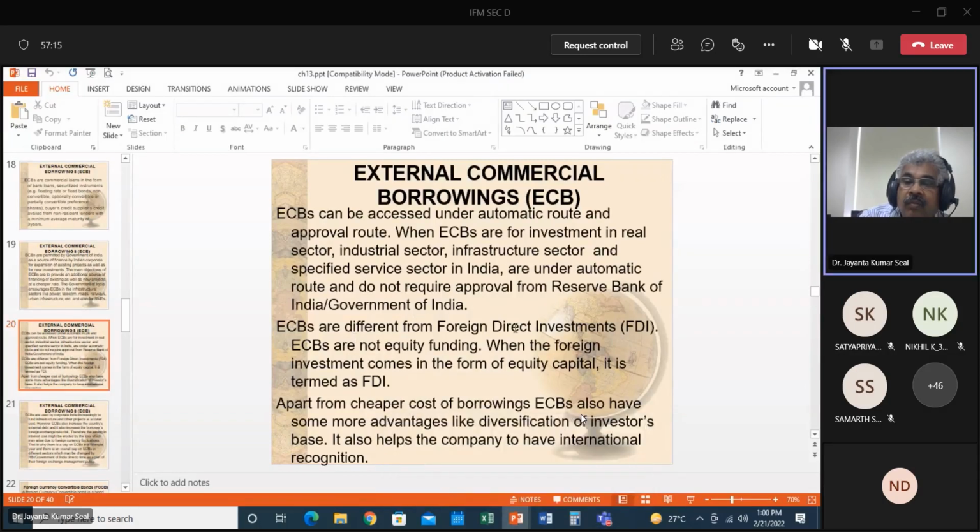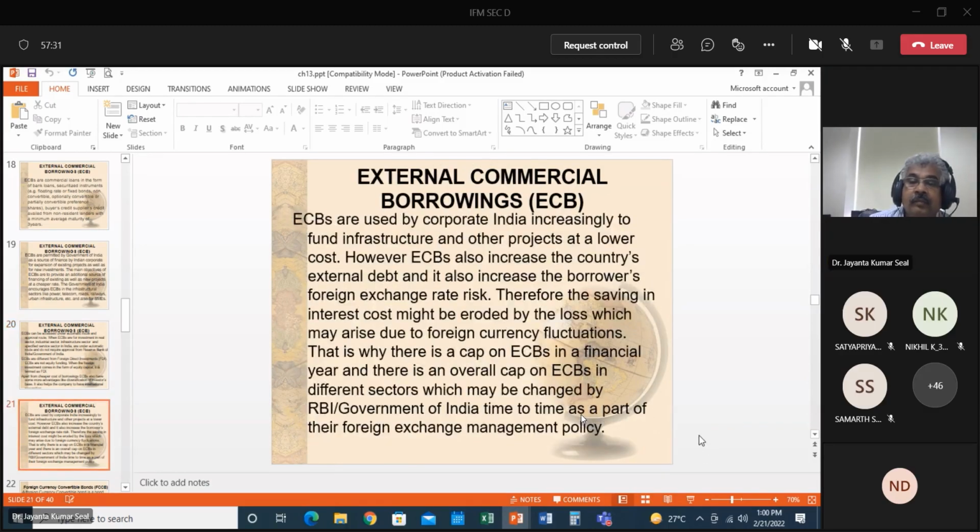So ECBs are different from foreign direct investment. ECBs are not equity funding. When the foreign investment comes in the form of equity capital, it is termed as FDI. As I've told you, ECBs also will give you some international recognition. External commercial borrowings are increasingly used by corporate India to fund infrastructure and other projects at a lower cost.